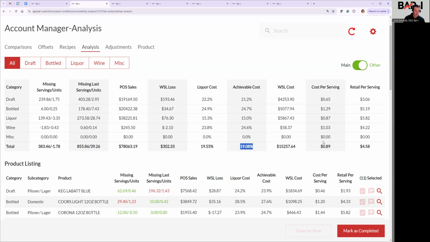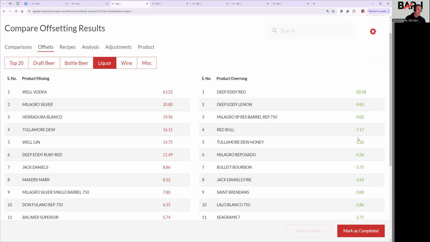We also can calculate useful stats with down to the serving, such as the average price you buy a serving for and the average retail price you sell a serving for. And again, that's on an overall bar and a per category basis. We do the same on individual items.